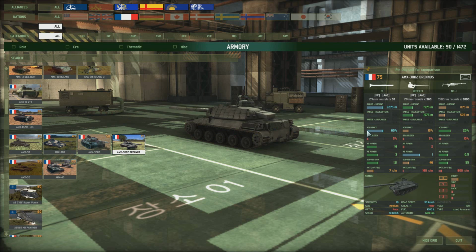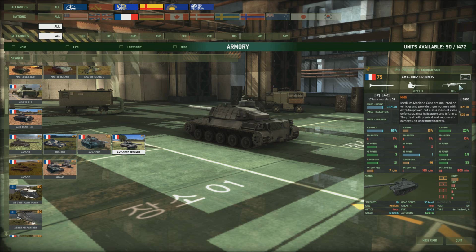So the first thing we're going to have a look at is over on the right hand side here. The first thing is at the top of the panel. You can see that it just shows the nationality, the name, the points cost, and the unit type. So in this case we've got a French unit, costs 75 points, is an AMX 30B2 Brennus, and you can see it's a main battle tank.